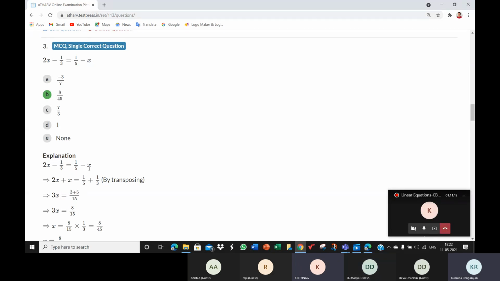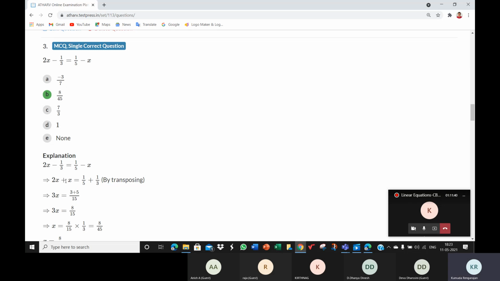So let's gather the variables on one side, that is, the terms that contain the variable on one side and the constants, the numbers, on the other side. Minus x is in the right hand side. Transpose it, take it to the left hand side. So minus x becomes plus x in the left hand side.